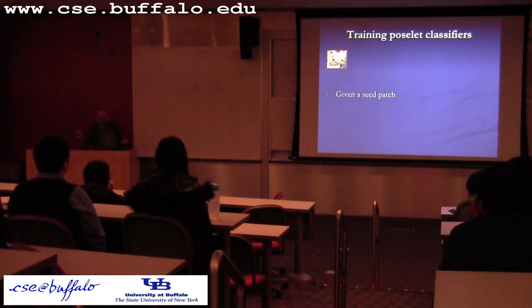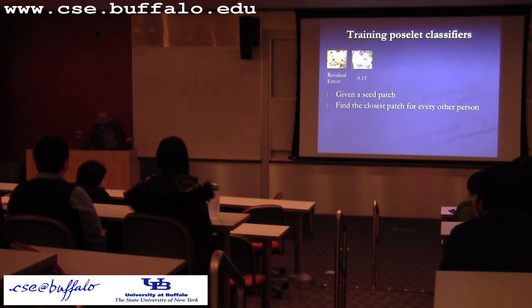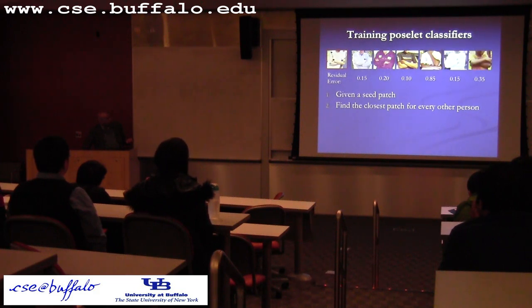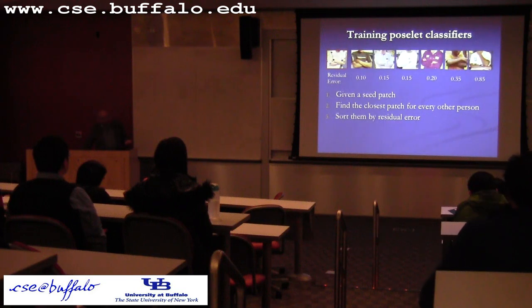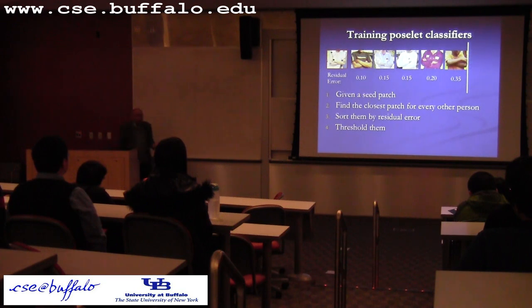So here's the setup. If I want to find a poselet classifier for this configuration, for every other image of a person, I'll try to find the corresponding patch. This guy is a good corresponding patch, another good one, another one, another one. And sometimes you'll get ones which are not so good, like this guy. We can score from the geometric configuration that this is not so good. So we sort them, and beyond a certain threshold, we don't care, so we throw this away. As a result, by a computer program, we can automatically find instances of each poselet.